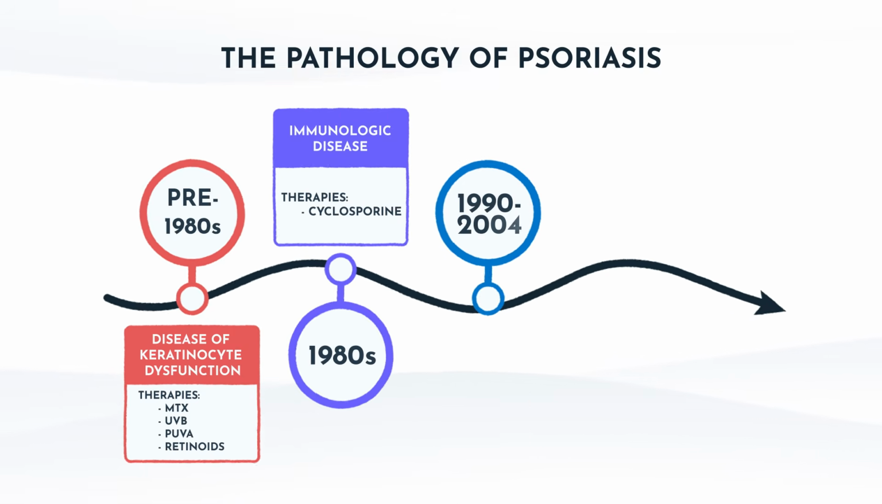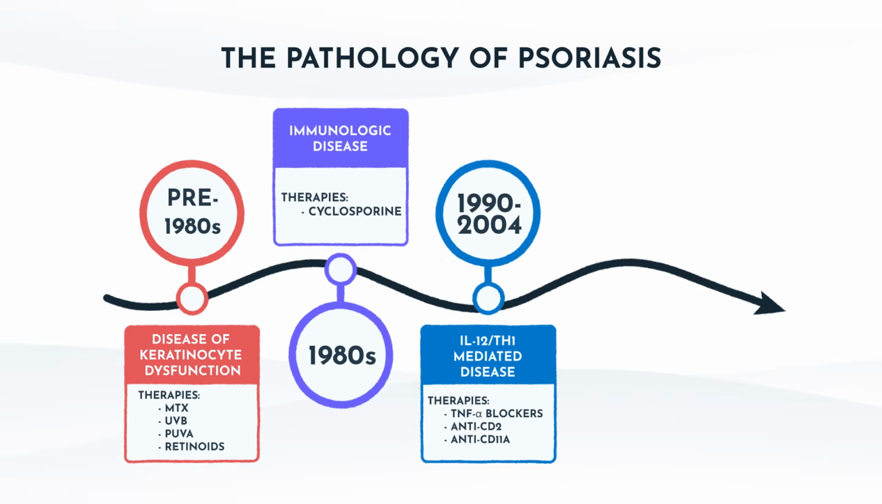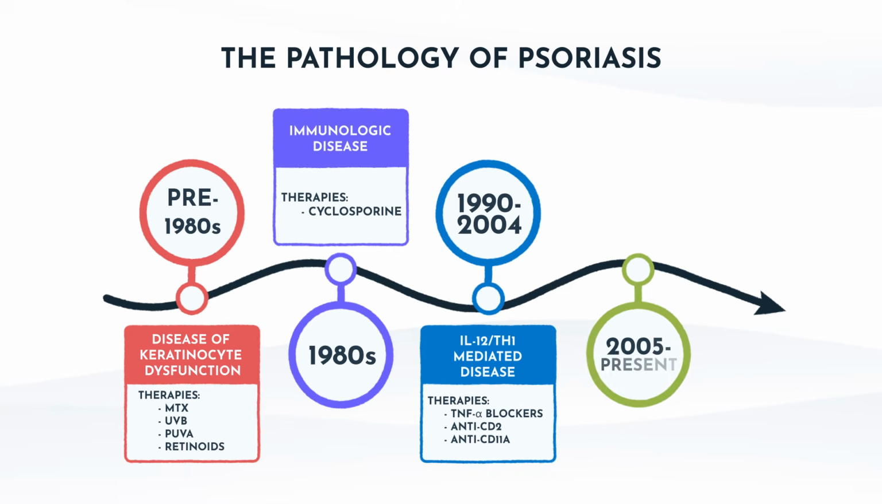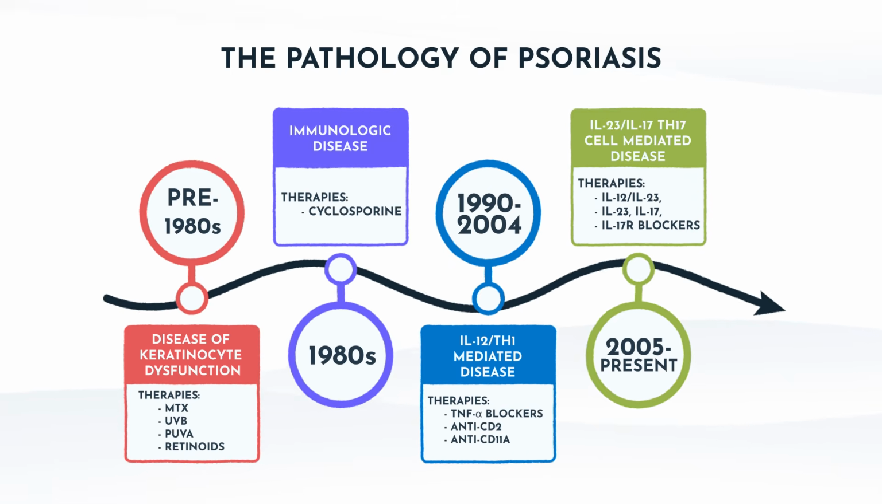Starting in 1990, we realized that there was this Th1-mediated pathway, T helper cell 1. And so we started using drugs like TNF-alpha blockers. But then starting in 2005, we realized, oh, there's this very huge IL-17, IL-23 component. Those are cytokines, because it's a Th17-mediated disease. So we started getting much more targeted biologic therapies, and that's a lot of where we are today. So you'll see anti-IL-17 receptor blockers, anti-IL-23, IL-17 blockers.